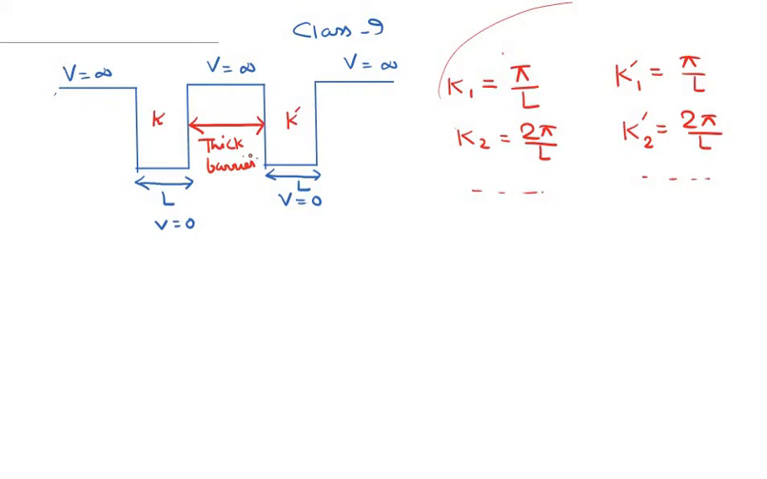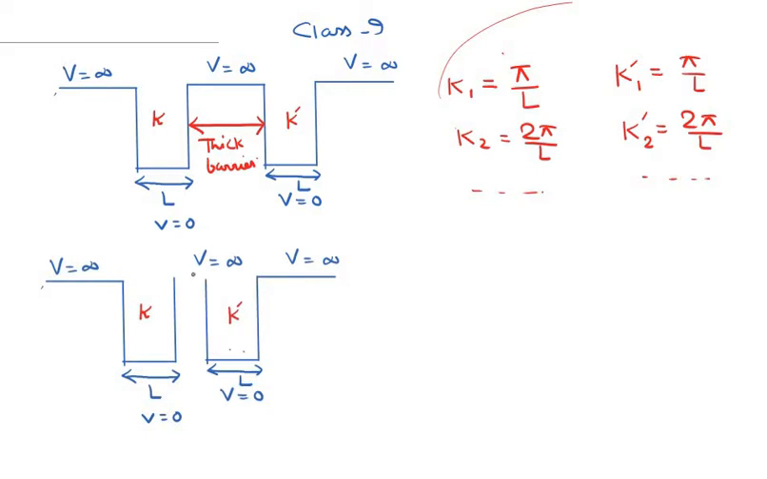Now let us say that we bring these two potential wells closer. When we bring these potential wells closer, they are now separated by a thinner barrier. So this one is basically a thinner barrier, and so an electron might be able to tunnel through this barrier and pass through to the other potential well.